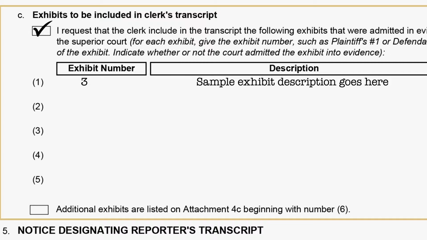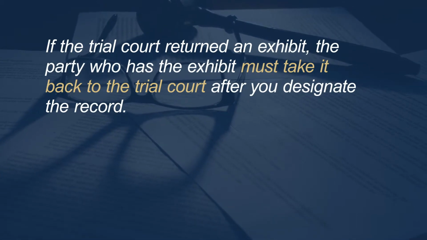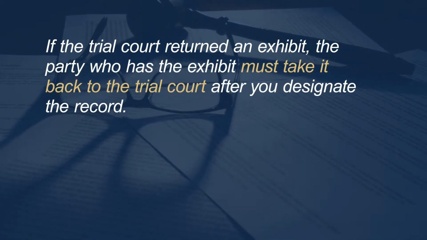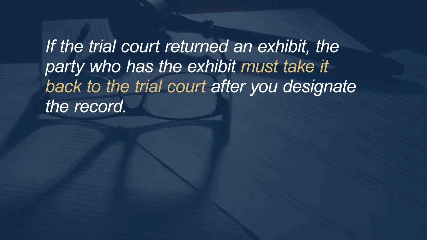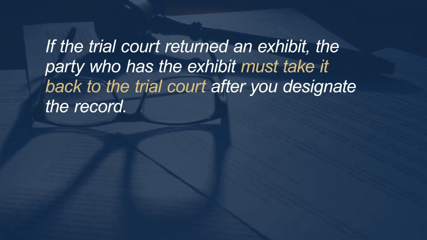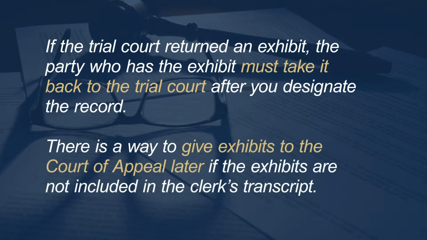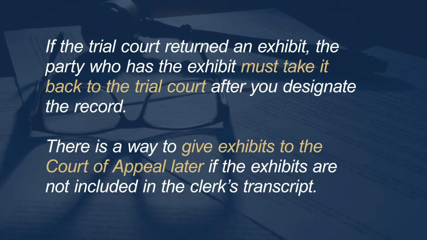Sometimes the trial court keeps exhibits. If the trial court returned an exhibit that you want in the record on appeal, the party who has the exhibit must take it back to the trial court after you designate the record. That means if you have the exhibit, you must return it to the court. You should know that there is a way to give exhibits to the Court of Appeal later if the exhibits are not included in the clerk's transcript.